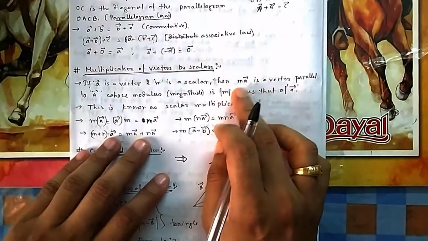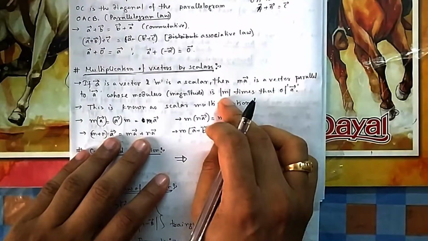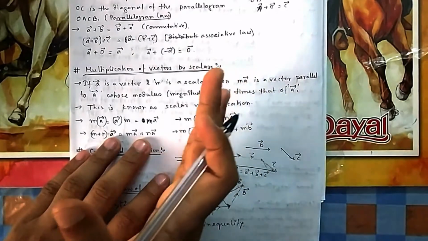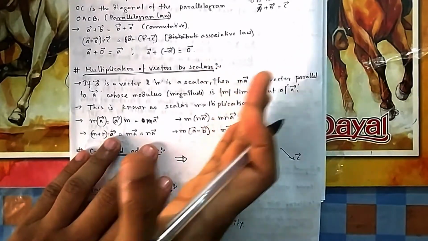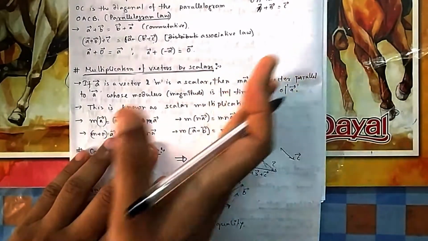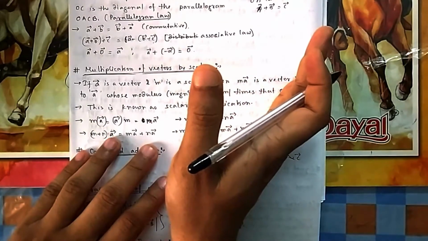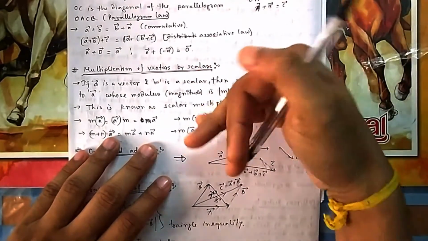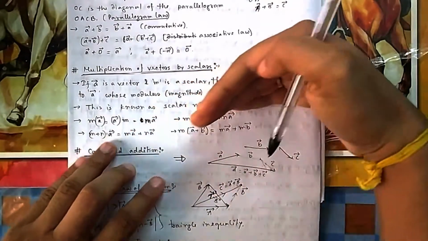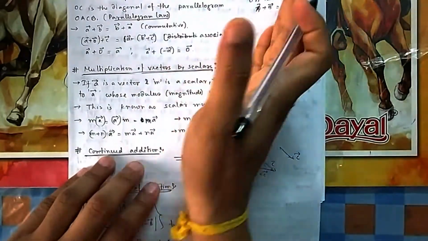Why am I giving mod of M? Because M can be negative also. Suppose it was going 20 km in this direction. If you multiply it by minus 2, it will be parallel to that one, but it will go in the opposite direction. It can go either the same or the opposite.